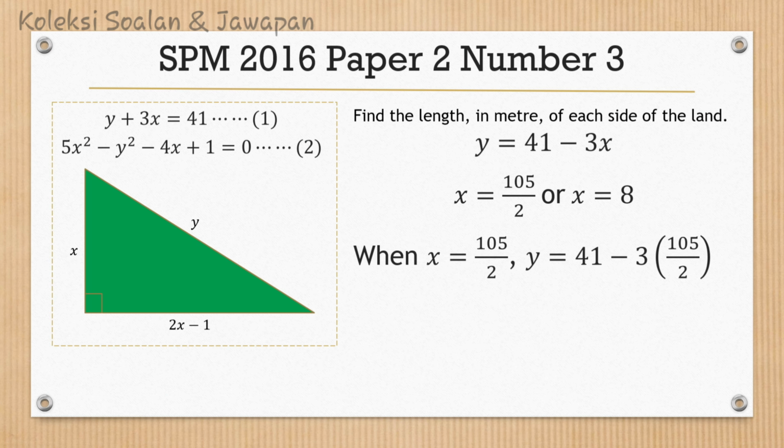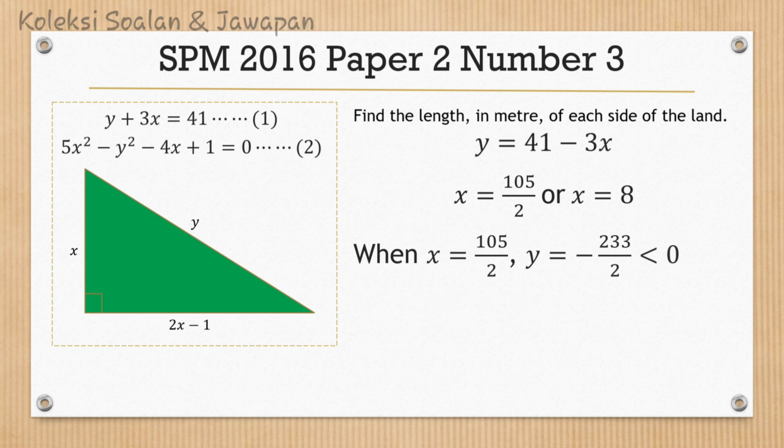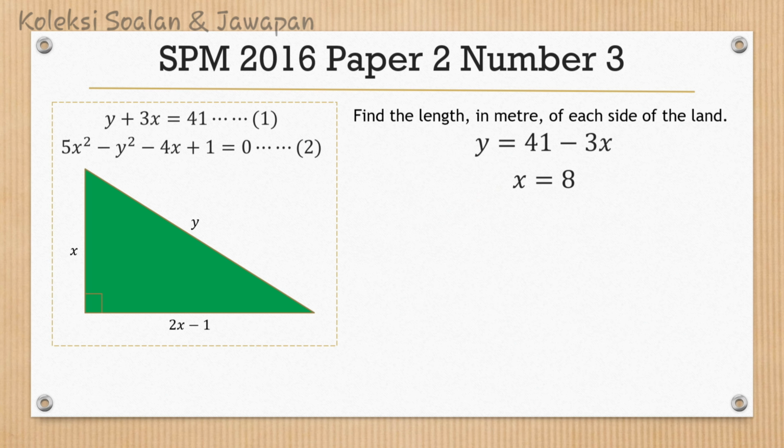So when x is 105 over 2, y is 41 minus 3 times 105 over 2, and we get negative 233 over 2. This is not a suitable value, because we are going to find the length, and the length cannot be negative. So we reject the value of x equals 105 over 2. We only take x equals 8. Now y equals 41 minus 3 times 8, which is 17. So we get x equals 8 and y equals 17.